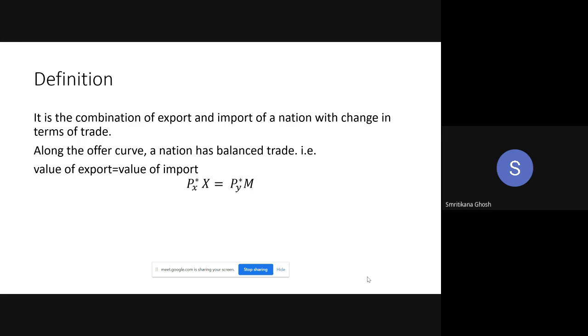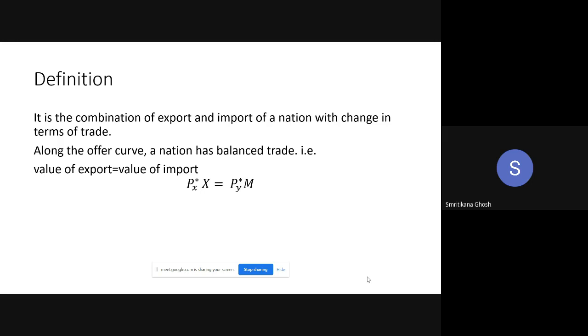You know what is terms of trade? I discussed the terms of trade. Terms of trade is the price of exportable by price of importable, right? This is the terms of trade. Now, do you get the terms of trade? I discussed it in the last class also. Terms of trade is the price of exportable by price of importable.